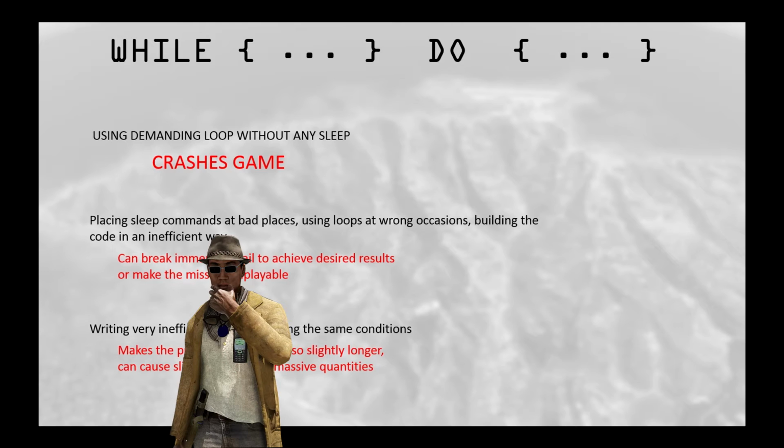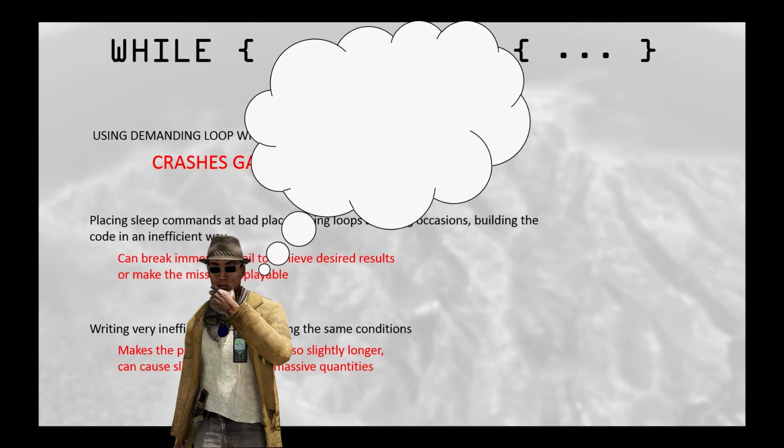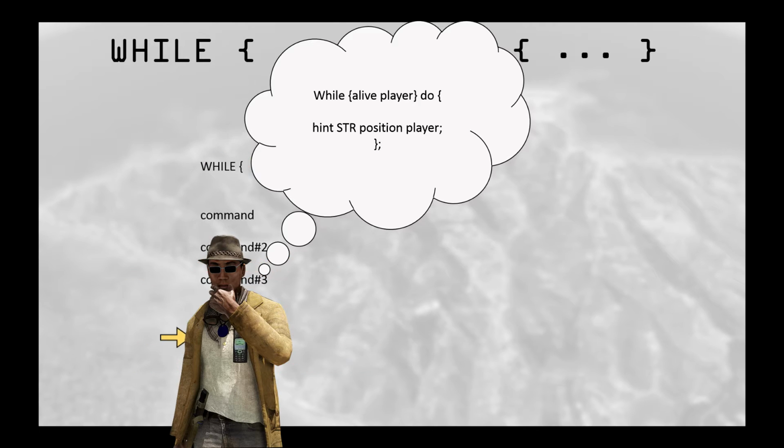Now let's imagine I want to display the player's position on the screen so that I know the coordinates. So I will write while alive player do hint, and I will display the player's position with a hint command. This surely will work. The code gets looped over and over, always providing me with the actual position.